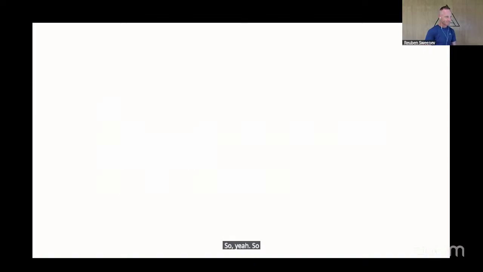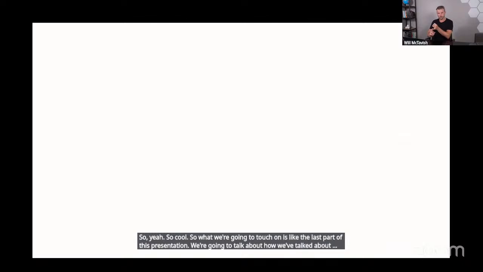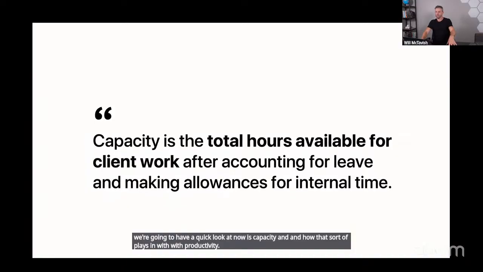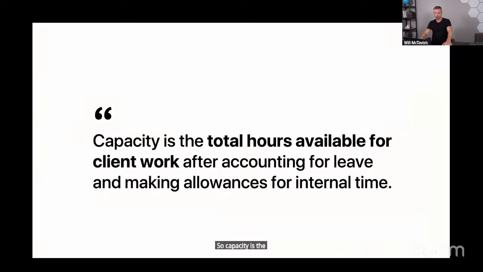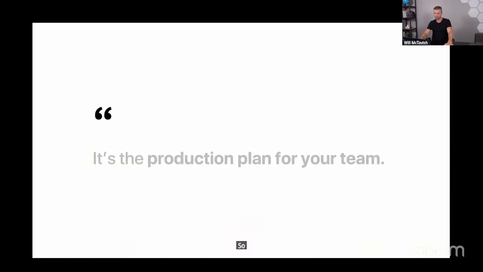Cool. So what we're going to touch on is the last part of this presentation. We've talked about productivity, which is the main part. We've talked about our recoverability, and what we're going to have a quick look at now is capacity and how that plays in with productivity. So capacity is the total hours available for client work after accounting for leave and making allowances for internal time. So that's our definition of capacity.